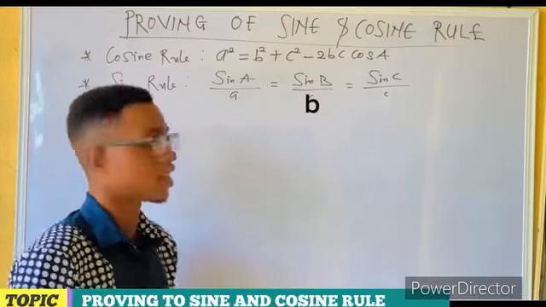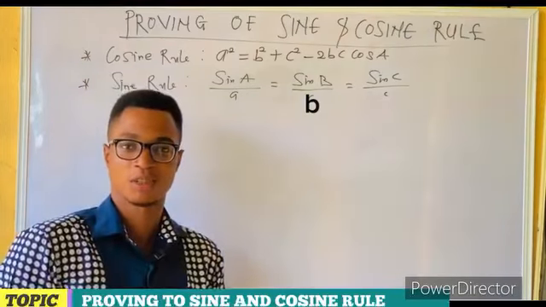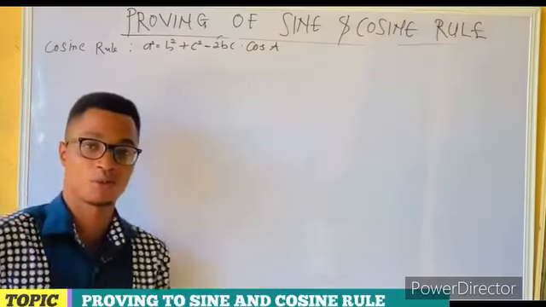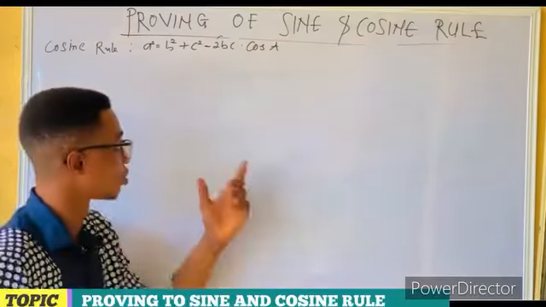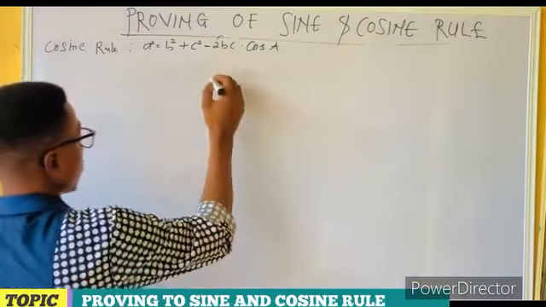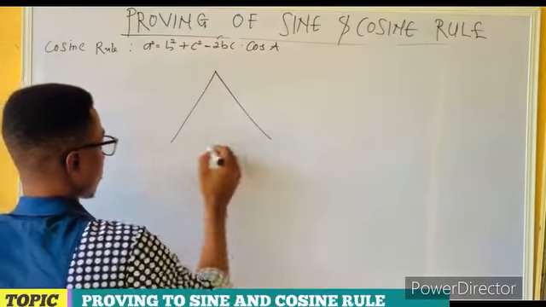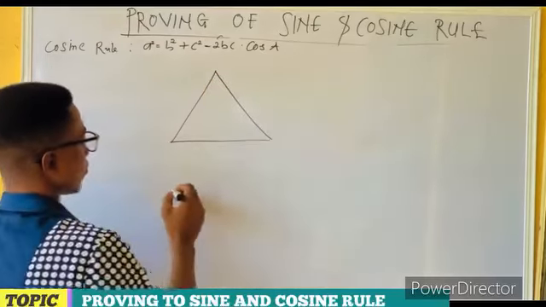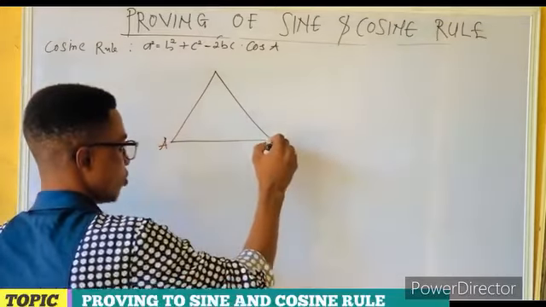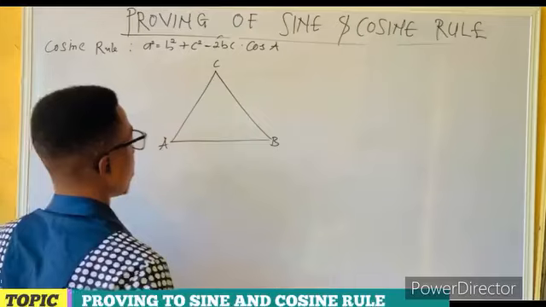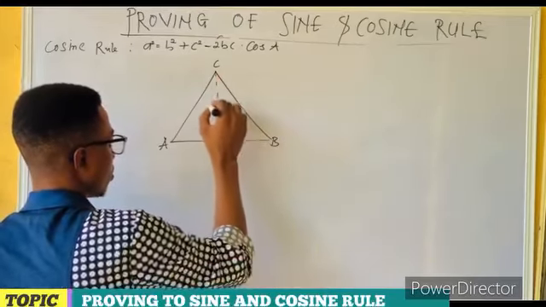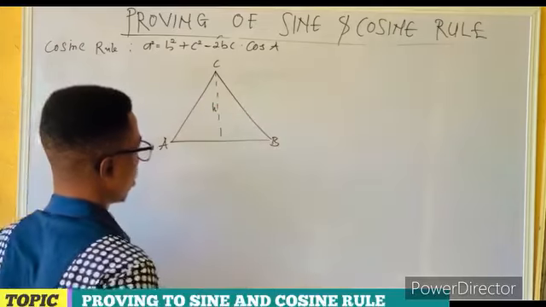These are the sine and cosine rules. First of all, we need to prove the cosine rule. And for us to prove this rule, we need to consider a triangle. Let's denote here as A, here as B, and this as C. And of course, we have the height of the triangle. Let's denote the height as h.